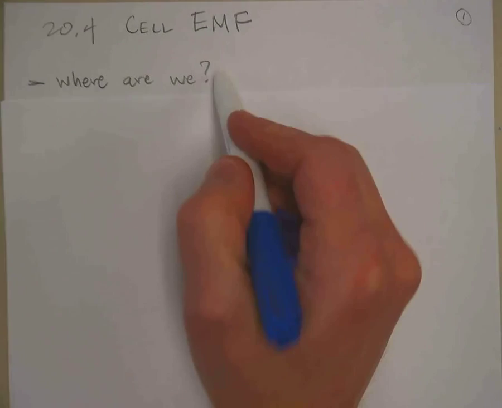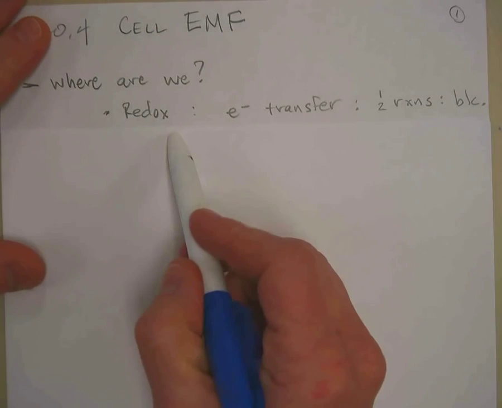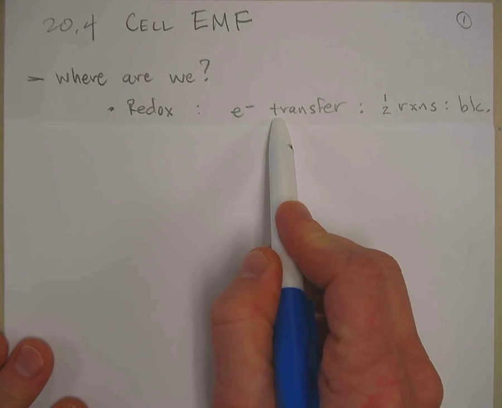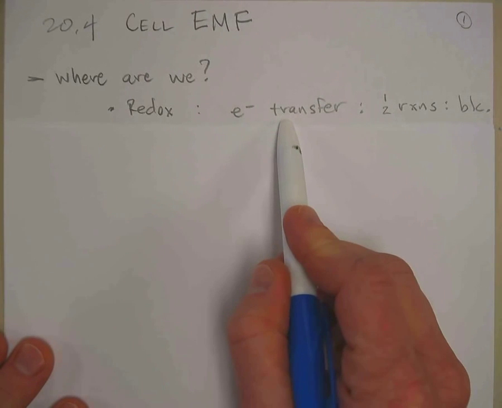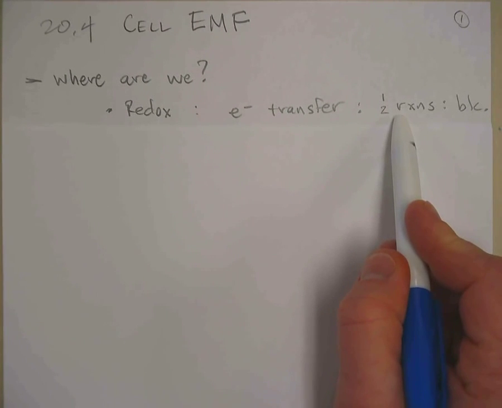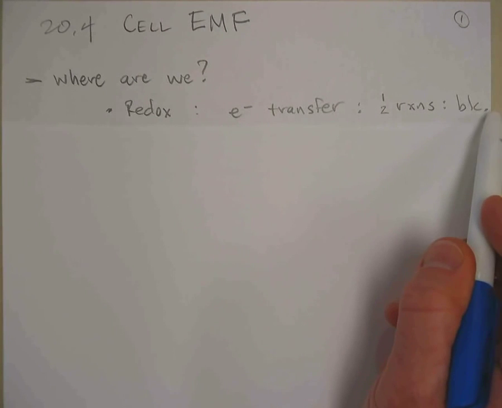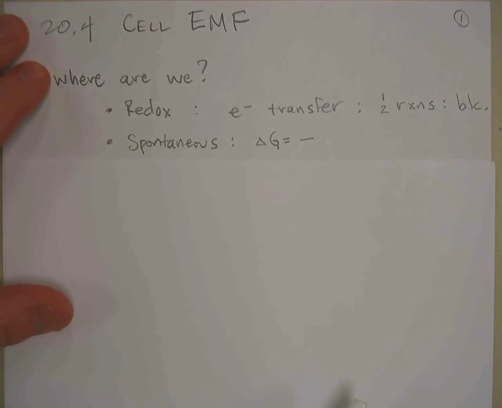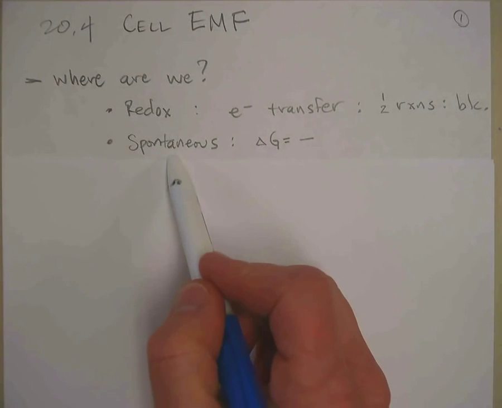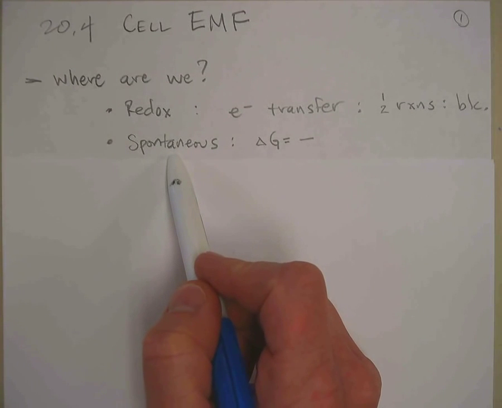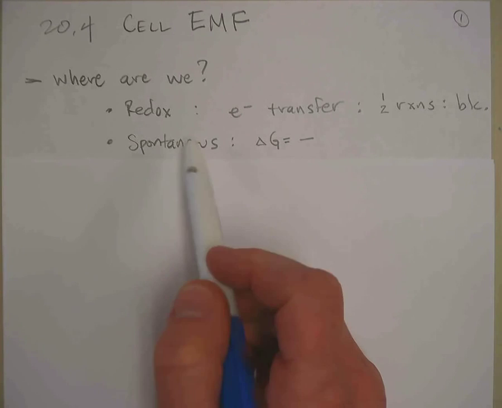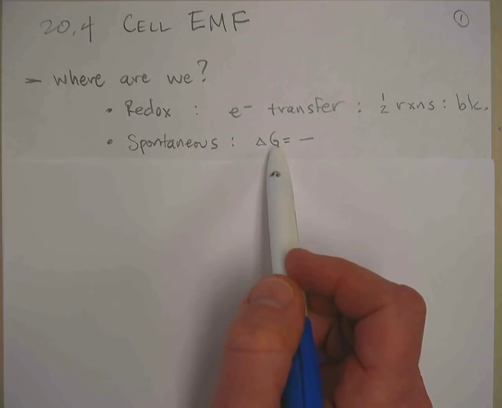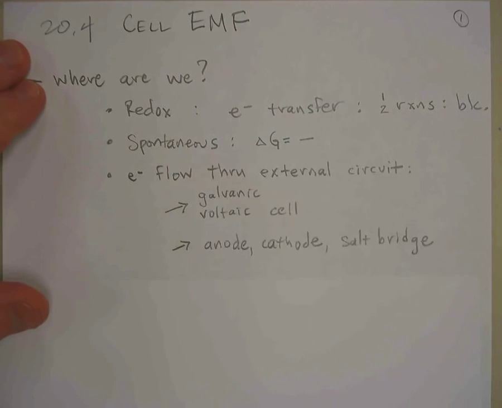Where are we? Well, first of all, in this chapter, we learned that we're talking about redox reactions, and that redox reactions transfer electrons. This transfer of electrons can be illustrated by half reactions, and we use these half reactions to balance these redox reactions. We want to be able to capture this electron transfer that occurs spontaneously. And if you remember back from chapter 19, spontaneous means that it has a negative delta G. The Gibbs free energy is negative. We'll talk about that a lot today.